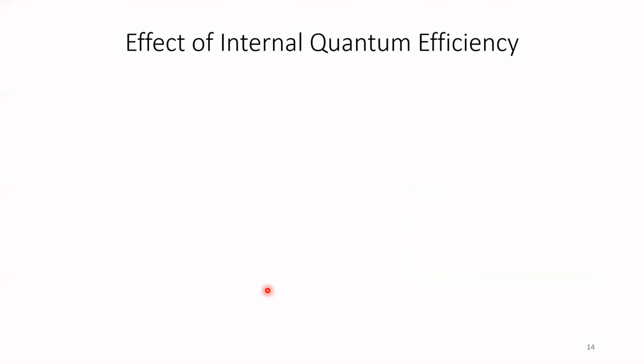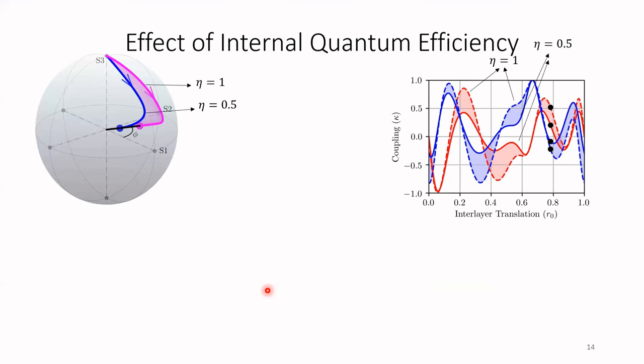Now, again, from an experimentalist's point of view, there are going to be questions. Okay, what about the internal quantum efficiency? Different samples, depending on how well they're made, will have different internal quantum efficiencies. It turns out that the internal quantum efficiency only affects the purity of the final quantum state. The phase is largely unaffected.